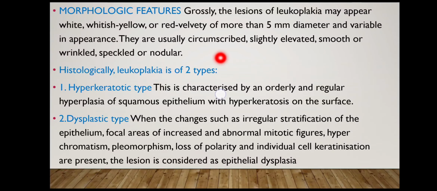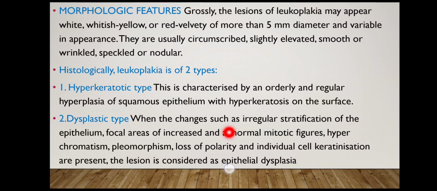The morphological features of the lesions of leukoplakia may appear as white, whitish yellow, or reddish velvety patches of more than 5 mm in diameter, with variable appearance. They are usually circumscribed, slightly elevated, smooth or wrinkled, speckled or nodular. Histologically, leukoplakia is of two types. Hyperkeratotic is characterized by an orderly and regular hyperplasia of squamous epithelium with hyperkeratosis on the surface.